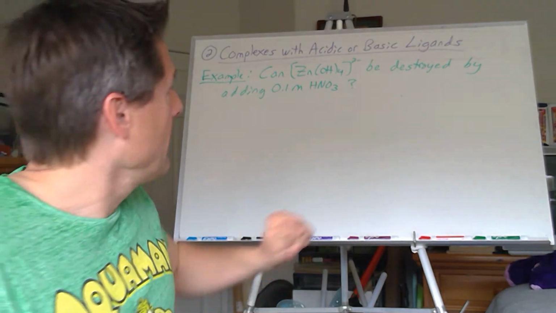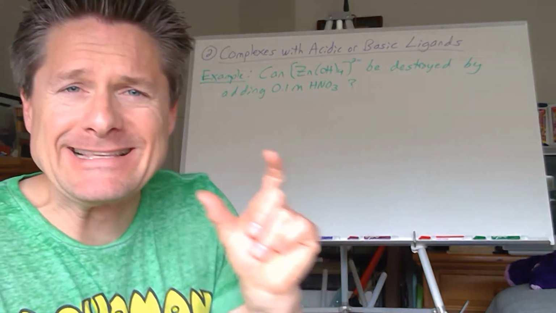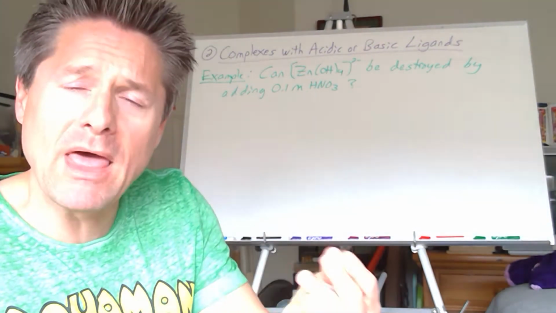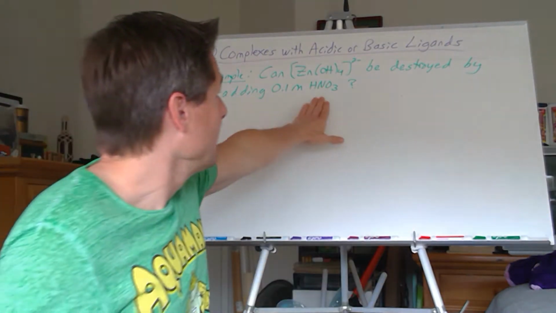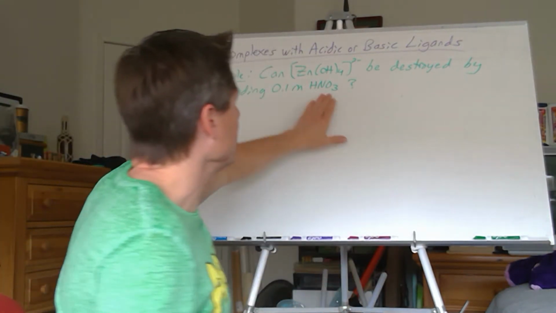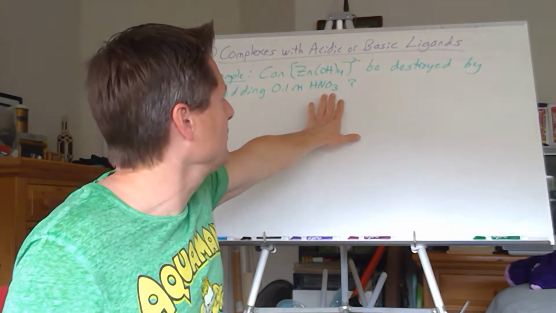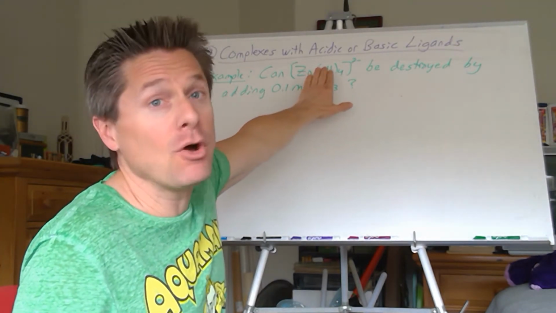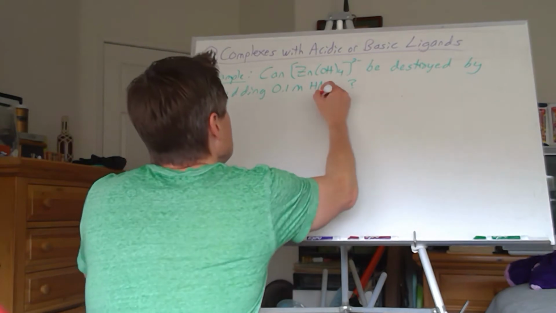Let's break this down, right? So this is a complex ion. That's going to be existing in equilibrium with its metal ion and its ligands, right? That's a strong acid. So let's take a look at what this strong acid has. First thing I want to do is, does the strong acid have anything in common with this? Let's look at this. So this is a strong acid.